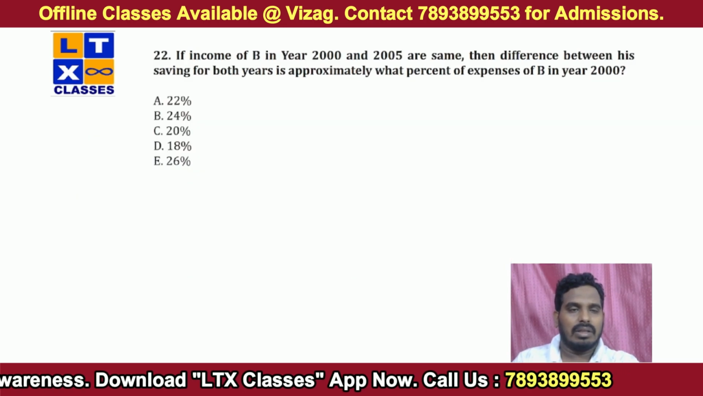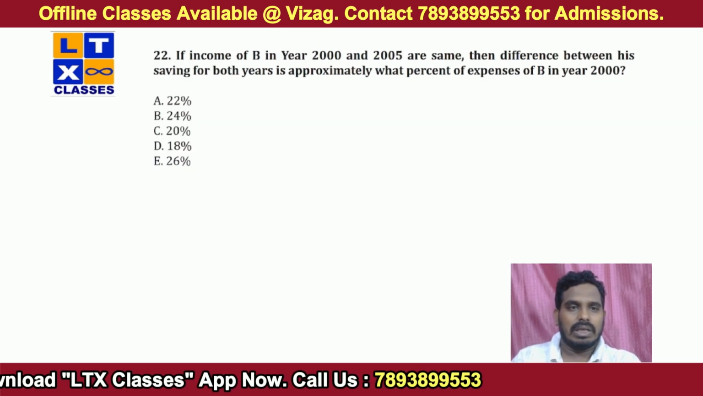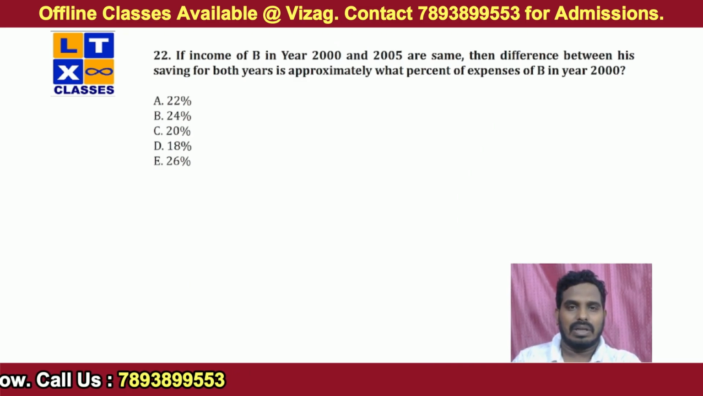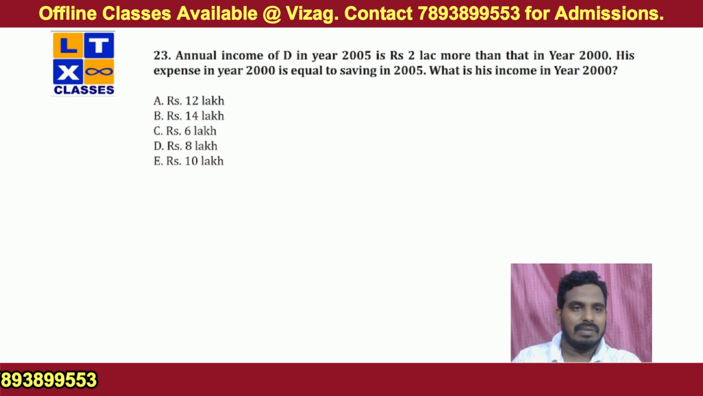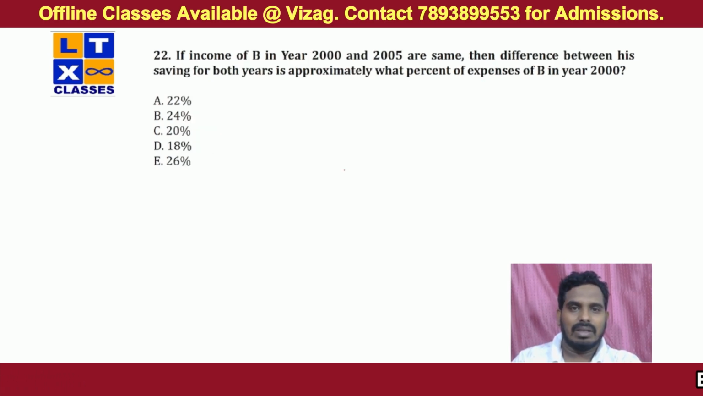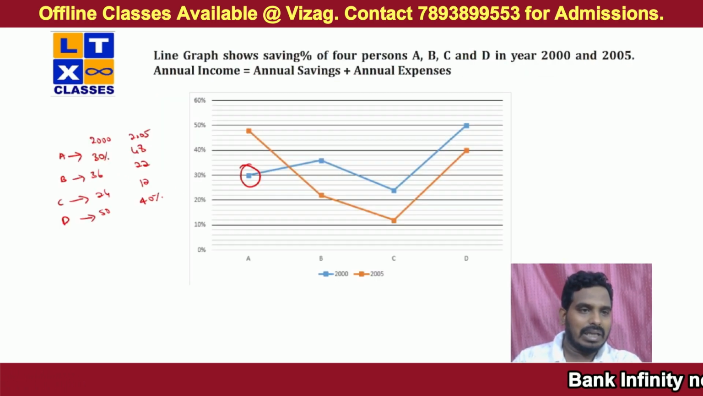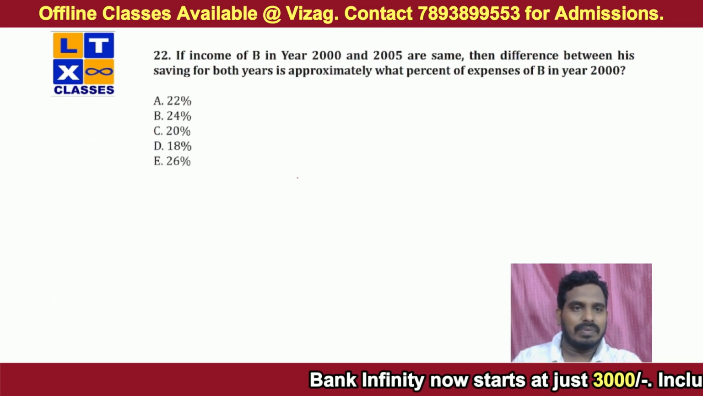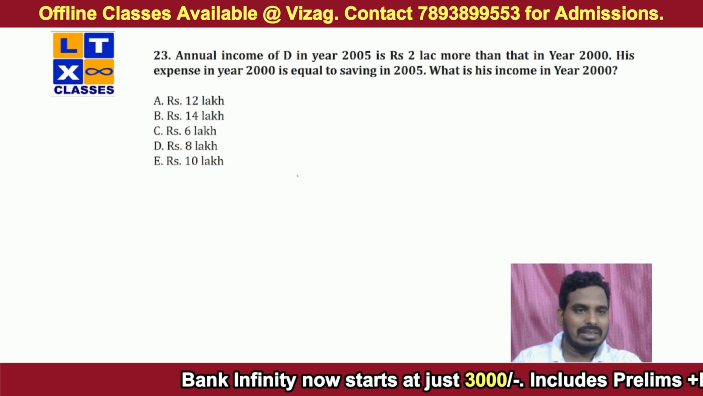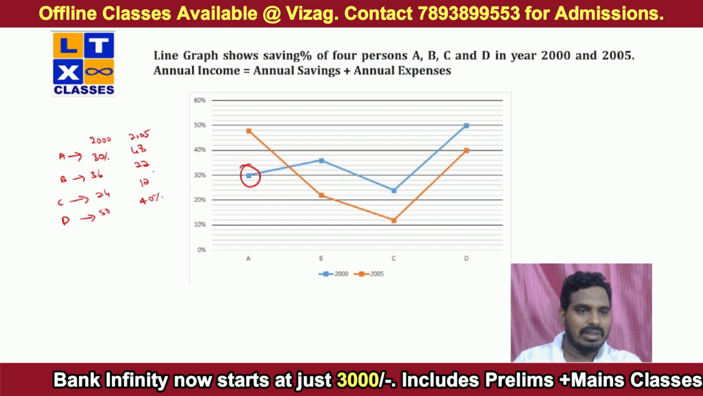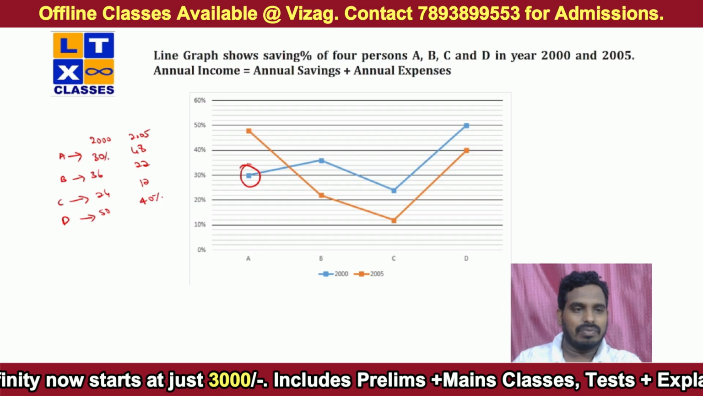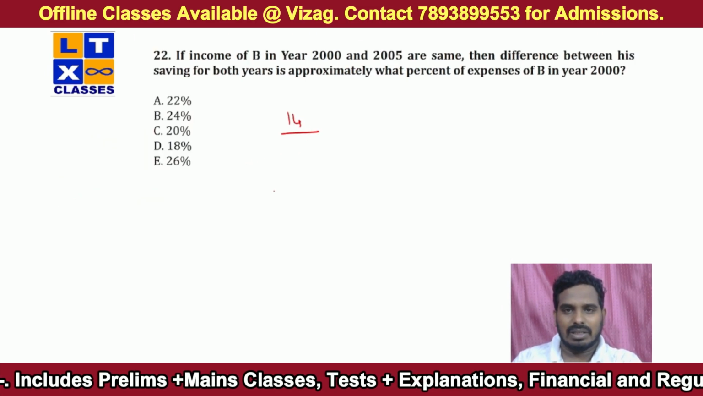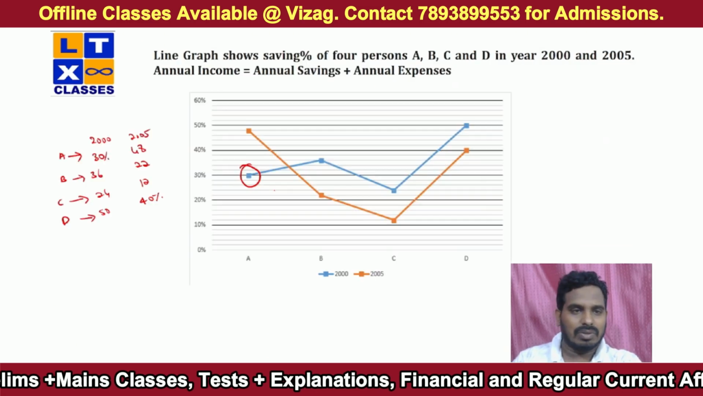Now, see, this is the first question, right? If income of B in the year 2000 and 2005 are same, if incomes are same, then definitely I can directly compare the savings and expenditures, right? Now the difference between both the savings, 36 and 22, the savings would be 14, is approximately what percent of the expenses of B in the year 2000.